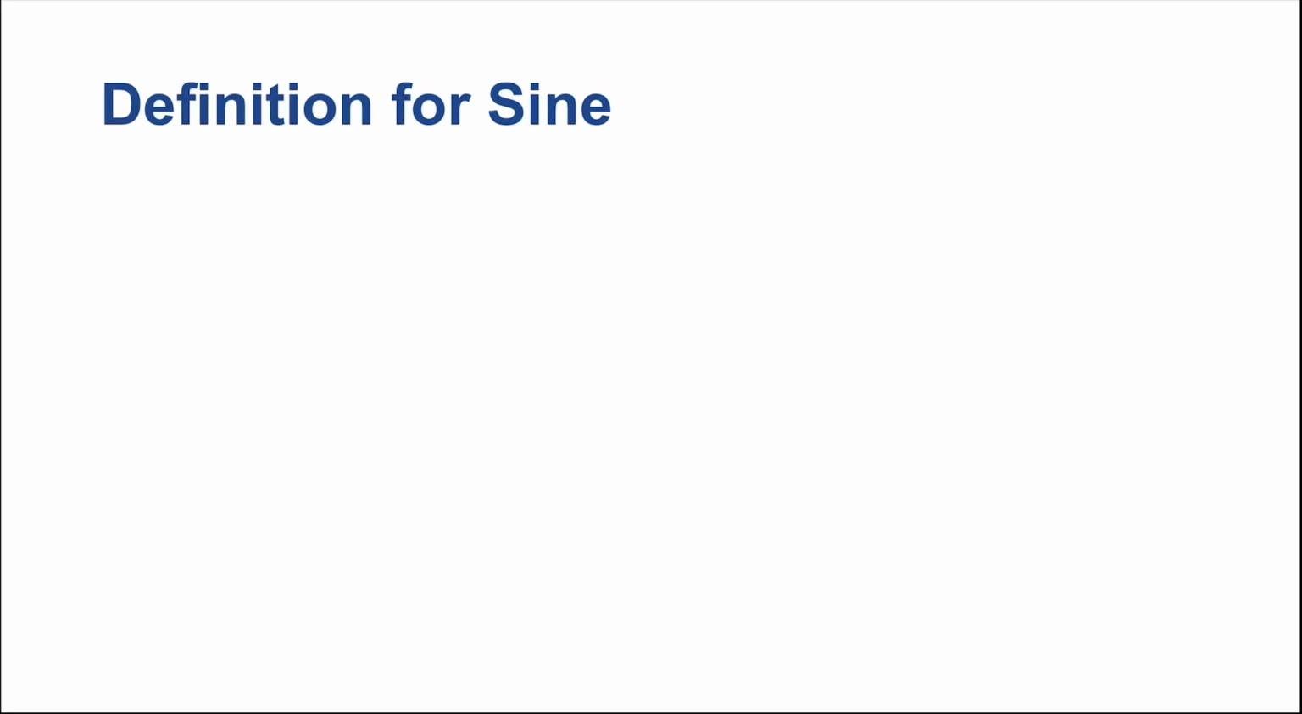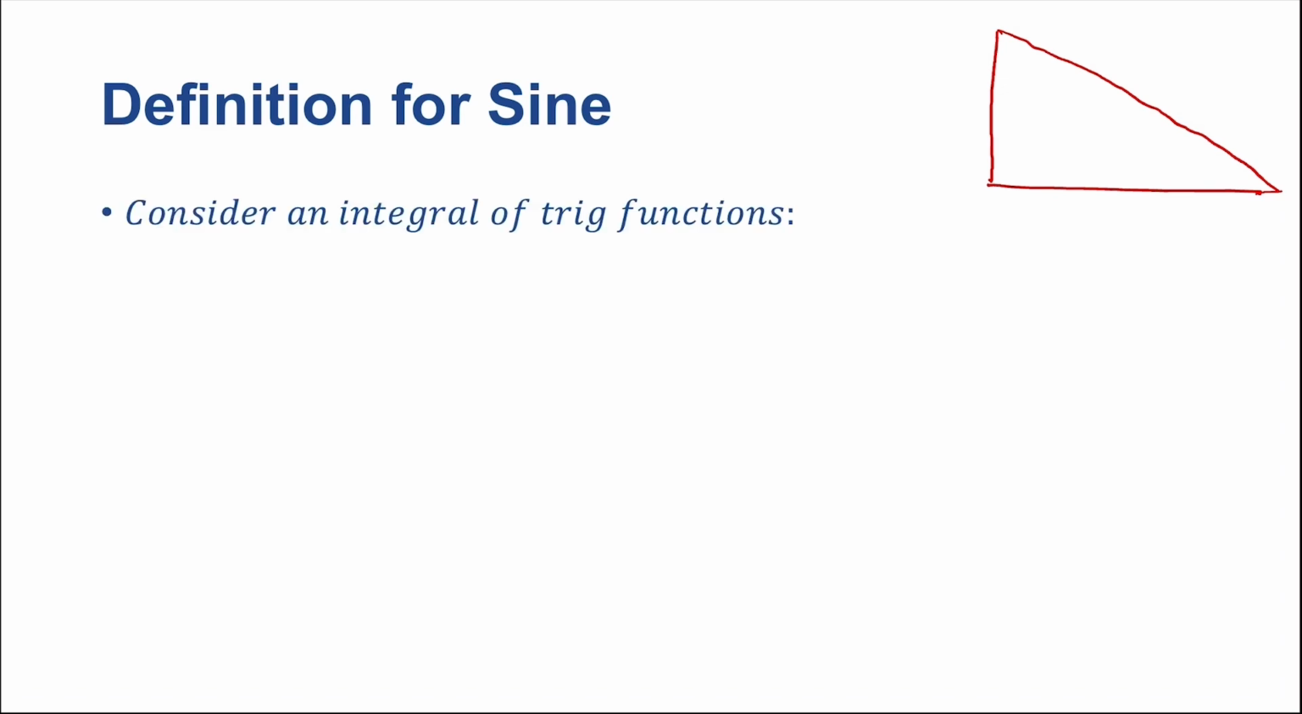All right, so let's start off with the definition for sine. For this, it's going to be helpful that we consider a triangle, as it always is. Trig has been our friend for the last 10 or 12 videos. We are going to be considering an integral of trig functions. We're going to let tan of x over 2 equal t. So let's set this angle equal to x over 2, and t is equal to the tangent of x over 2.